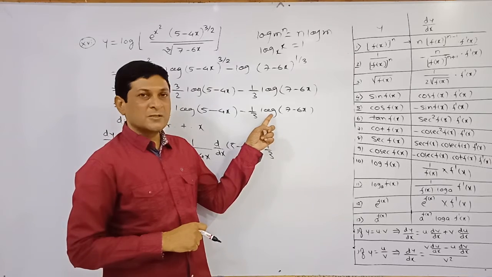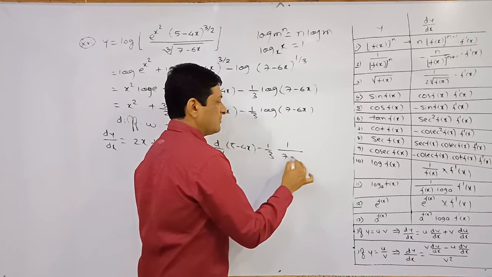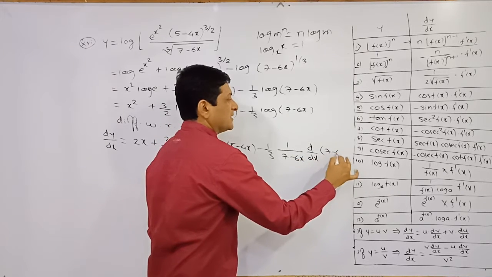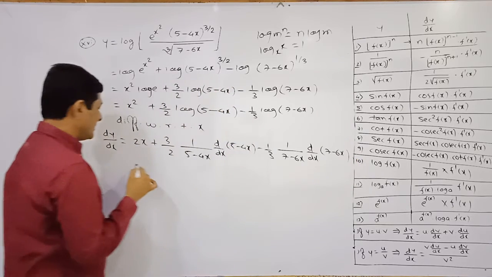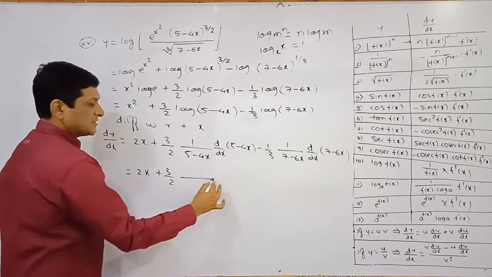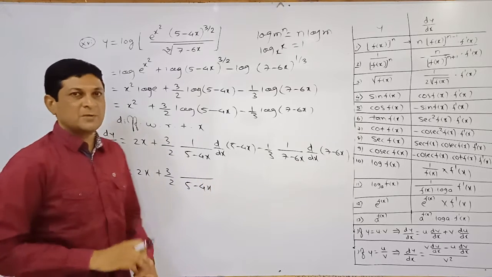This expression is also in the form of log f of x. So its derivative is 1 upon 7 minus 6x into the derivative of 7 minus 6x. Which is equal to, keep this first term 2x as it is, this 3 by 2 also as it is. In the numerator 5 minus, in the denominator 5 minus 4x, keep it as it is.